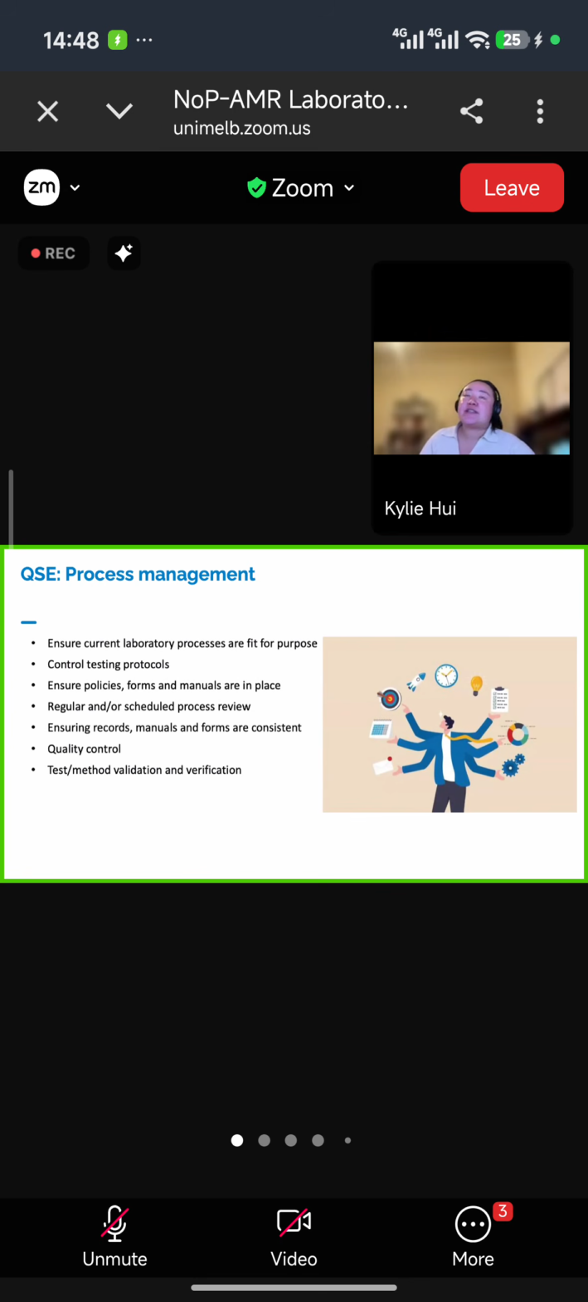So process management, we want to ensure that the current laboratory practices and processes are fit for purpose. That's all our clients that require certain tests that we can apply for. So making sure that these are still all relevant. We want to do control testing, making sure that they have those protocols in place. We want to ensure policies, forms, and manuals are all available, and regular and scheduled process reviews are also available.